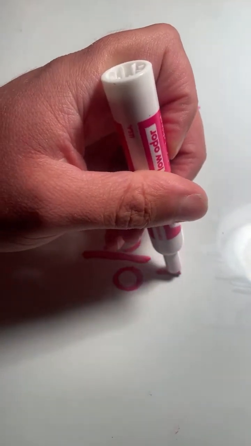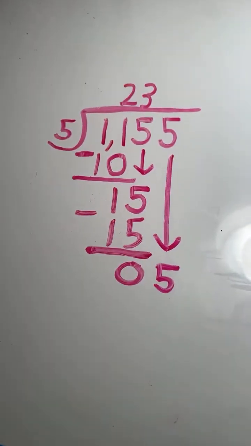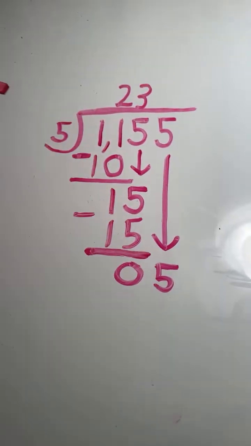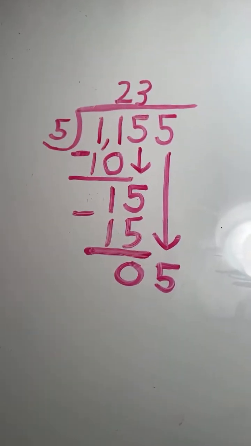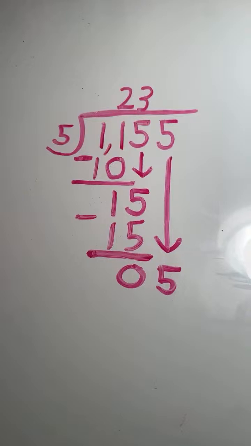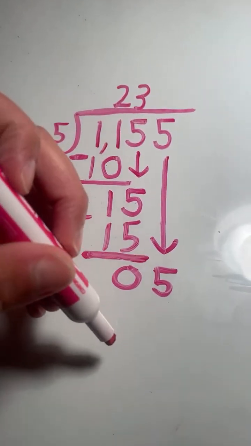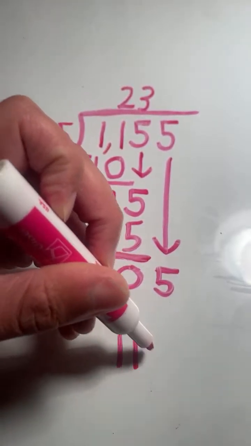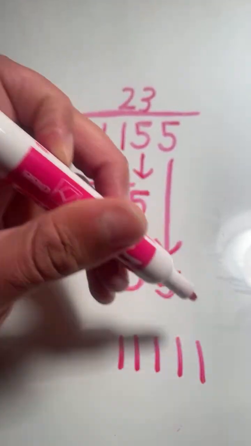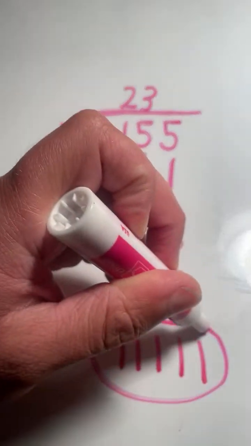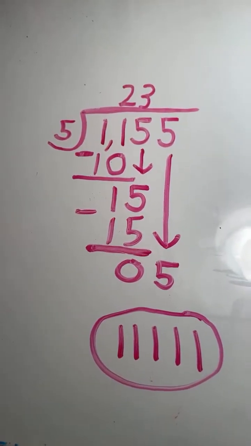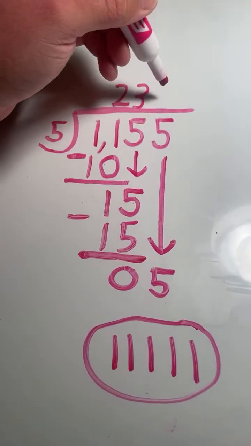So now I'm bringing down the 5. So final problem within the problem here, I've got to do 5 divided by 5. I've got to see how many groups of 5 go into 5. So let me make my tallies. 1, 2, 3, 4, 5. So I just made 5 tallies. I have one full group of 5 within 5. 5 divided by 5 equals 1.